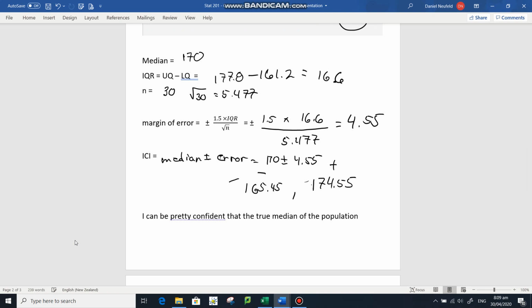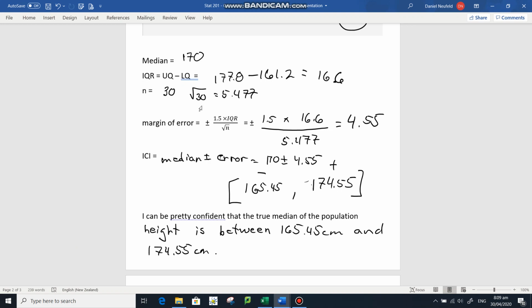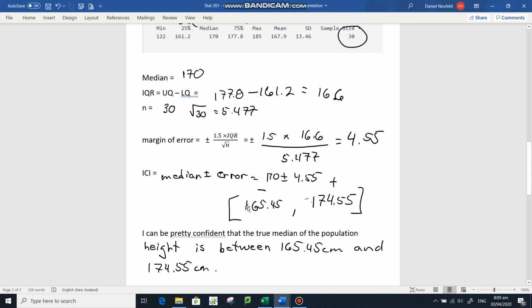That's where I think that it's going to be. So I'm pretty confident that the true median of the population height, I think this was a height one, is between 165.45 centimeters and 174.55 centimeters. Actually, I should always include the units. Centimeters. Okay, so that's just a quick example.